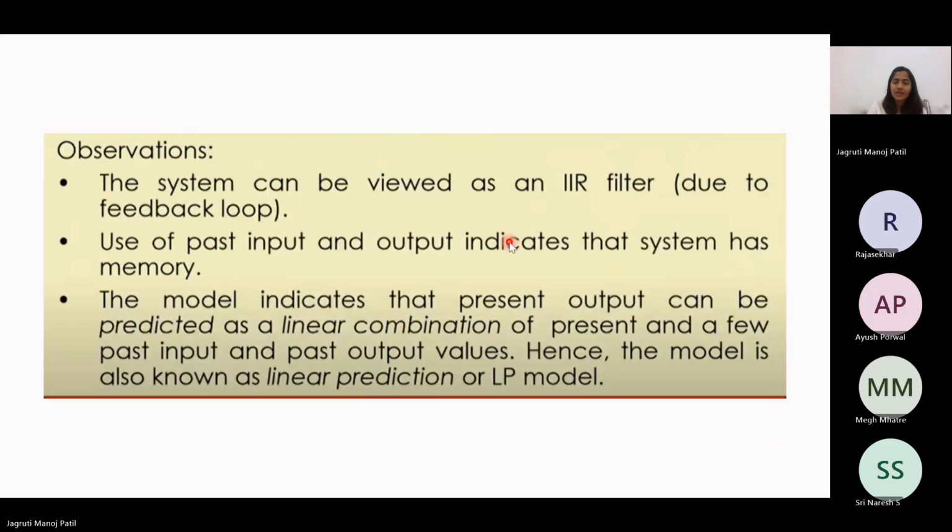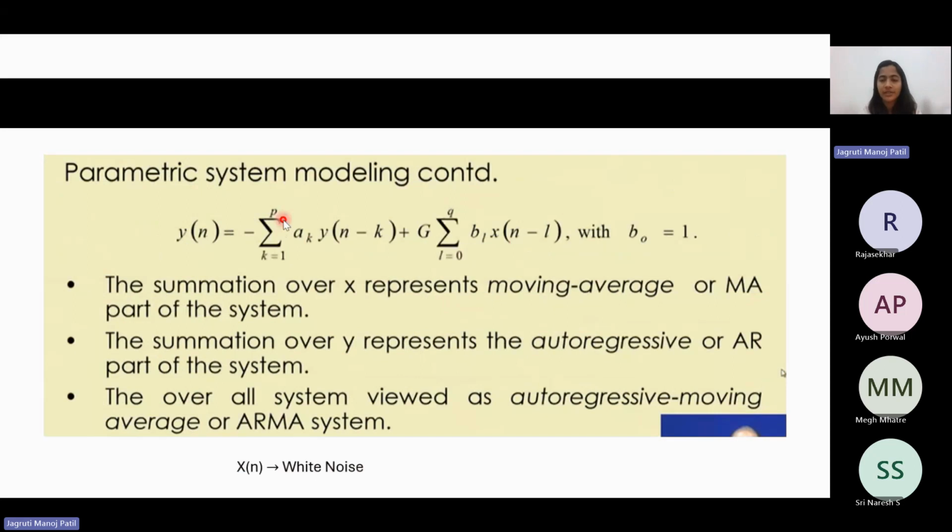Okay. So what observations can we derive from this particular model is that it can be viewed as an IIR filter due to a feedback loop. Let's see where the feedback loop is over here. You are essentially taking the past values and updating the new value based on the past values. So essentially you have a signal from where you can see and modulate how you can change your present value with respect to your past values.